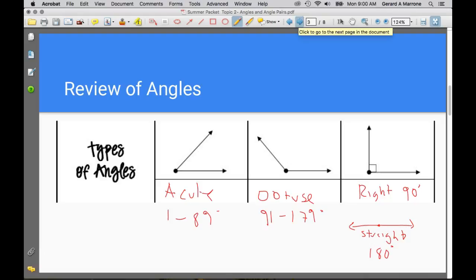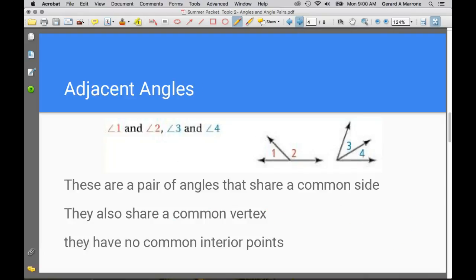Now, when it comes to angle pairs, there are 5 different types. The first one are called adjacent angles, and those are angles that share a common side. So you've got 2 examples above, angles 1 and 2, angles 3 and 4. If I highlight it for you, you've got a shared side in each. They share a common vertex as well. They have no common interior points. All of angle 1 is separate from all of angle 2, and same thing with 3 and 4. Another way of thinking of adjacent angles is angles that are right next to each other.